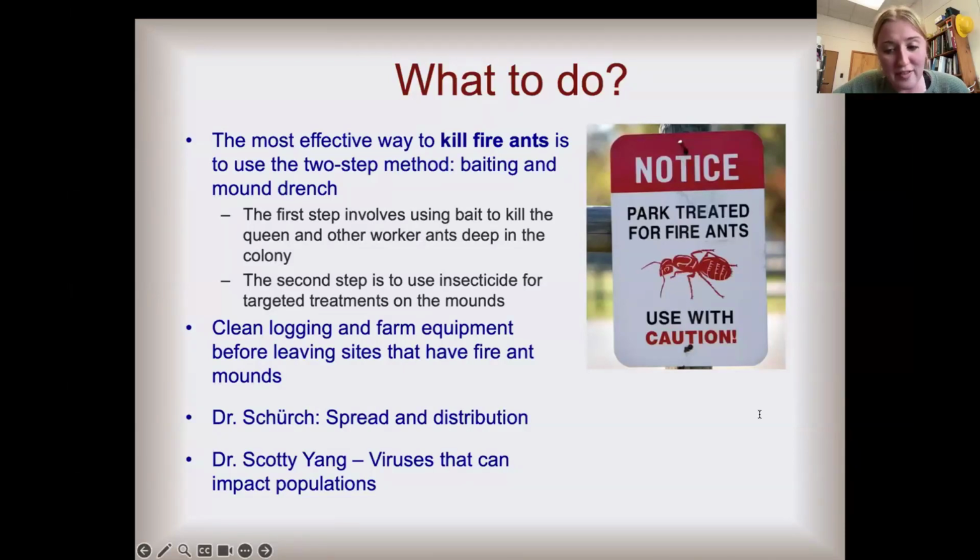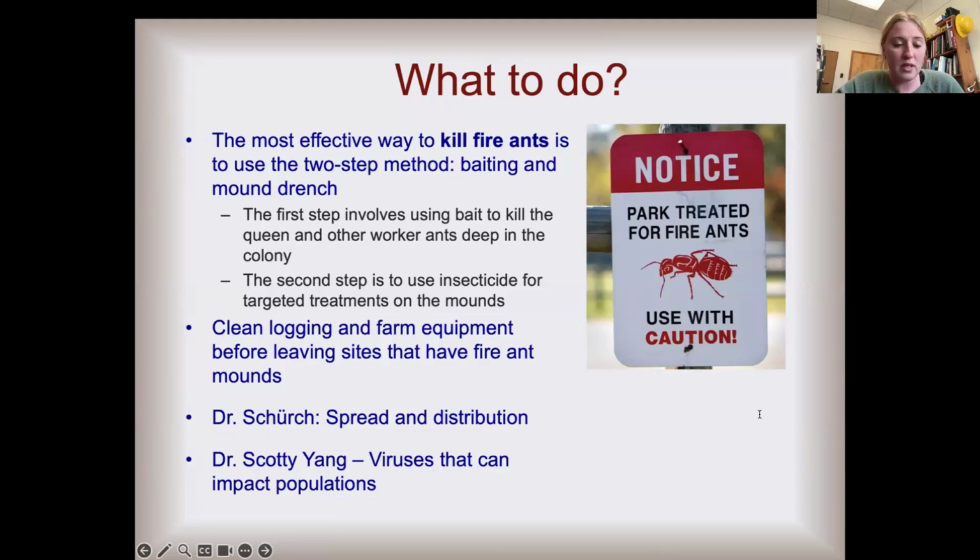But again, be on the lookout for these ant mounds in areas where they're not present and report it if you see them. And clean logging and farm equipment or any equipment that you may use before you leave a site that has fire ant mounds, because you don't want to drag a queen back with you and start a new infestation somewhere else.